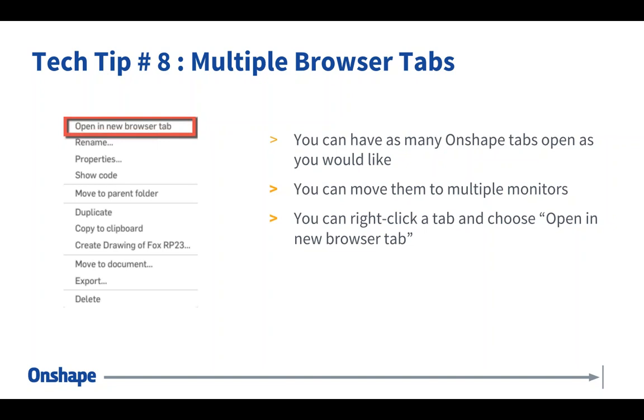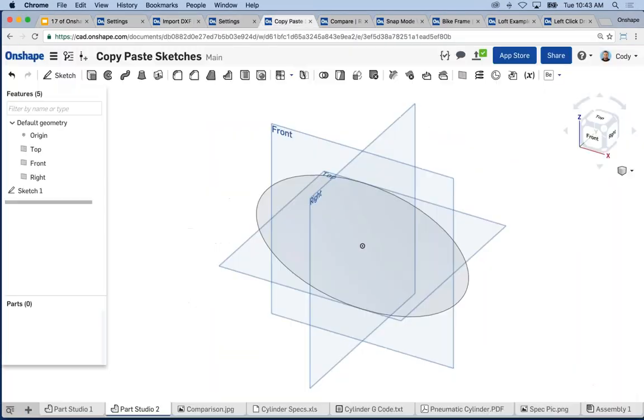So just keep in mind, yes, you can have as many tabs as you want. You can put them on as many monitors as you want. And we even have an option to right-click, open a new browser tab. And that's another commonly asked question. Is it possible quickly from a document to right-click another tab and open it in a different browser tab? And the answer is yes.